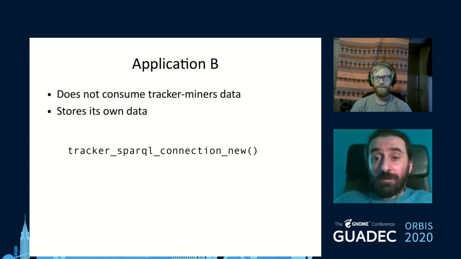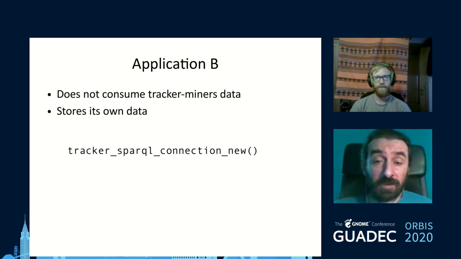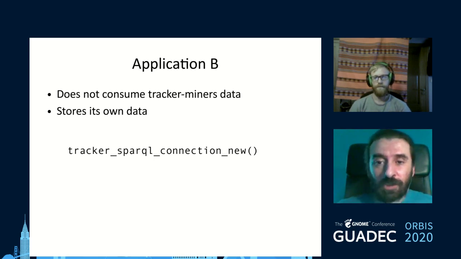We have application model B, a sample of which would be Nautilus, because it doesn't care about tracker miners data on itself, but it does use Tracker for its own data. In that case, you have tracker SPARQL connection new, and as I said, this works in the SQLite sense. So you create your own private database and just go with it.